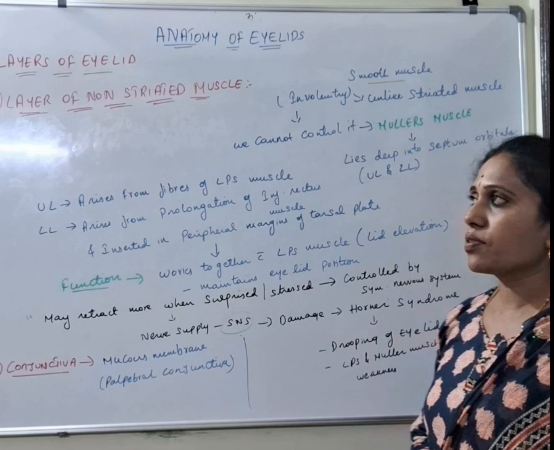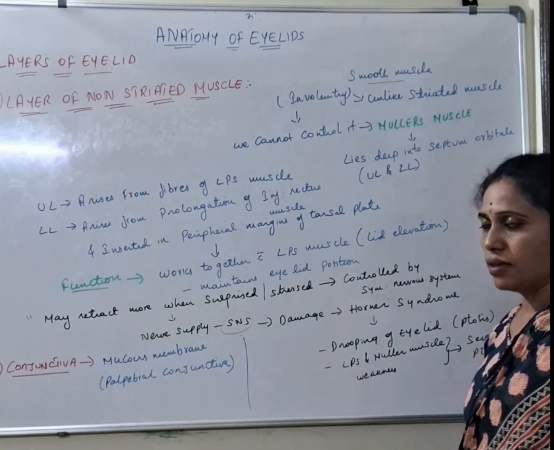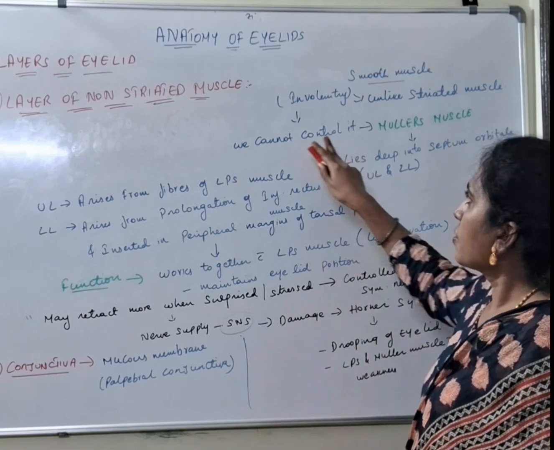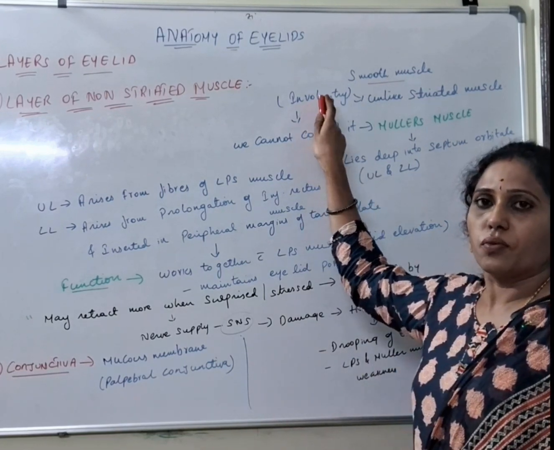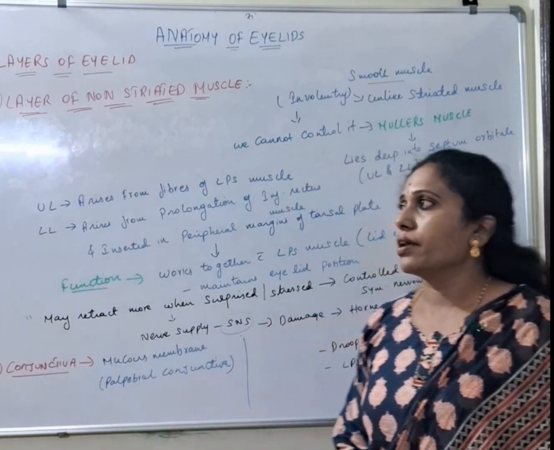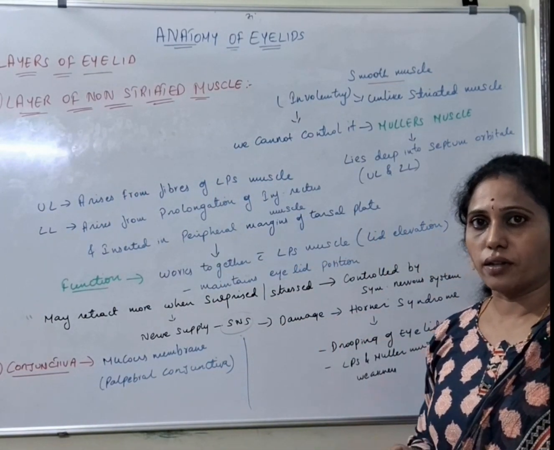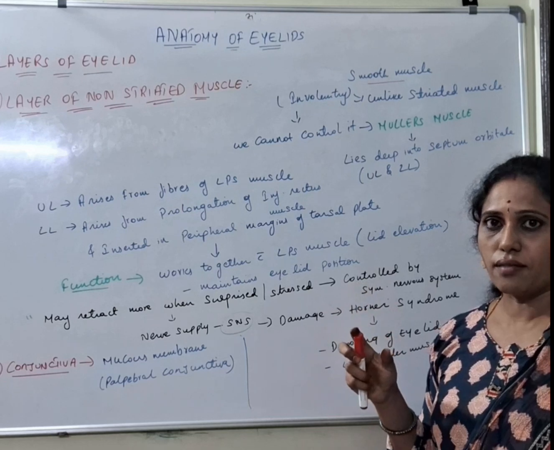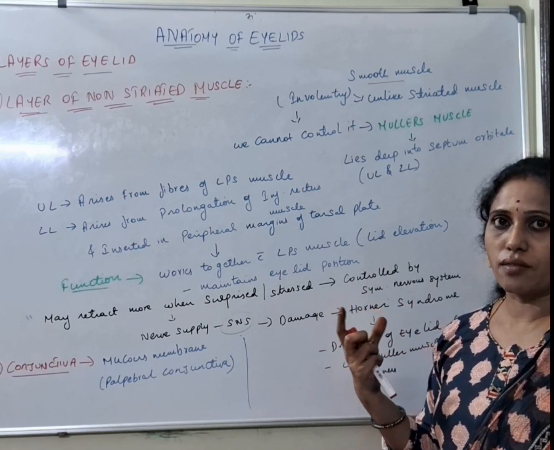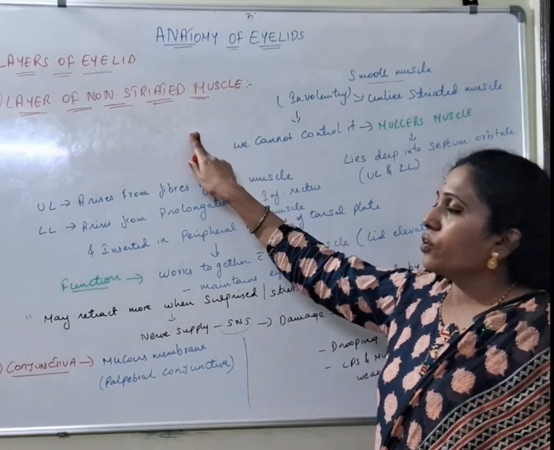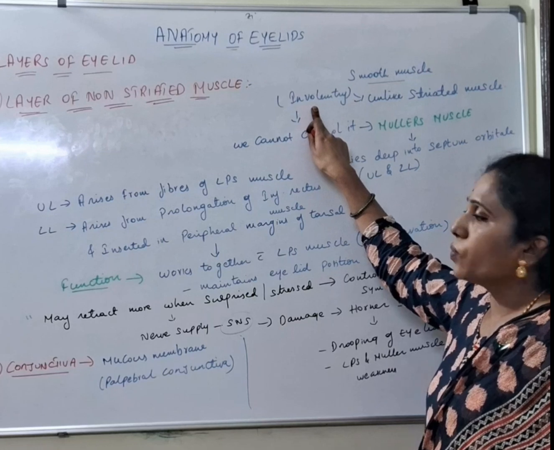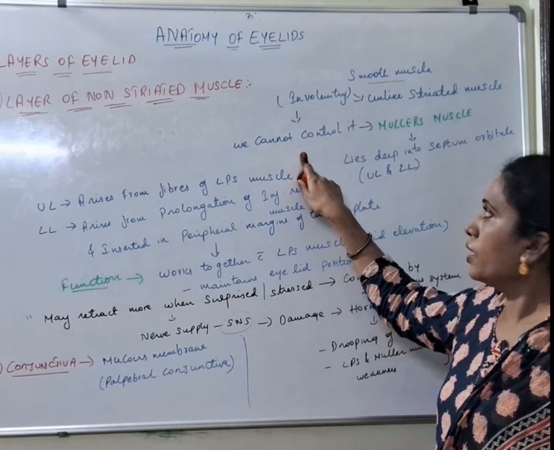Okay, so next comes the layer called the layer of non-striated muscle. So this non-striated muscle is nothing but the smooth muscle, and it is involuntary. Involuntary means which is not in our control. When you look back at the striated muscle, I said it is voluntary. Voluntary means we can control it. For example, if you want to close your eyes, that is under your control, right? You can close it. If you want to open, you can open it, which is under your control. So that you call voluntary. Whereas this layer contains the smooth muscle, which is involuntary. We cannot control it.